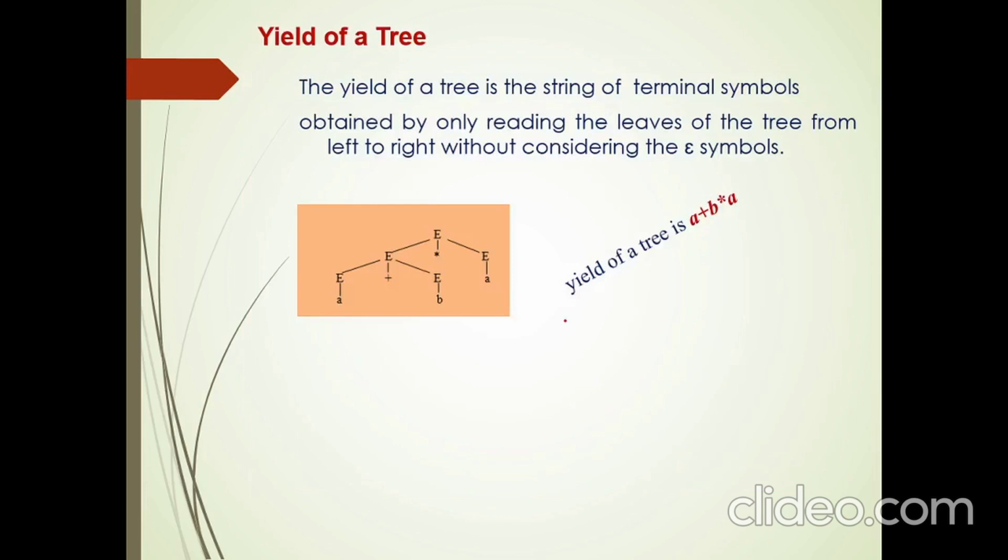Next, yield of a tree. Yield of a tree is the string of terminal symbols. This is the yield. This is the string of terminal symbols, obtained by only reading the leaves of the tree from left to right. You have to always read this from left to right, like this. First A, then B plus B star A, left to right without considering the epsilon symbols.